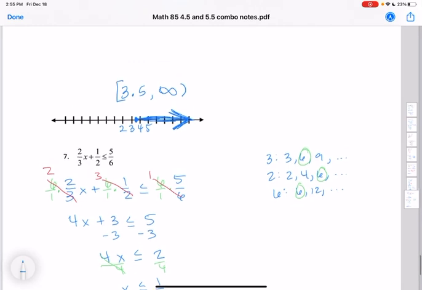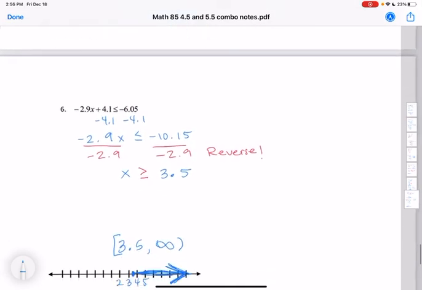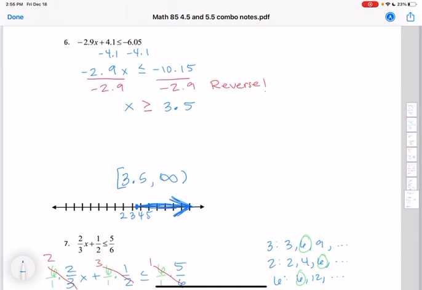All right, let's go and walk you through these. So I subtracted that 4.1, and then when I divided by a negative 2.9, I had to reverse that inequality because I divided by a negative. So I got x is greater than or equal to 3.5. I went to 3.5. I put in a closed solid circle because it's the or equal to, and I saw that it went off to the right. My interval started at a hard bracket 3.5 going up to infinity.